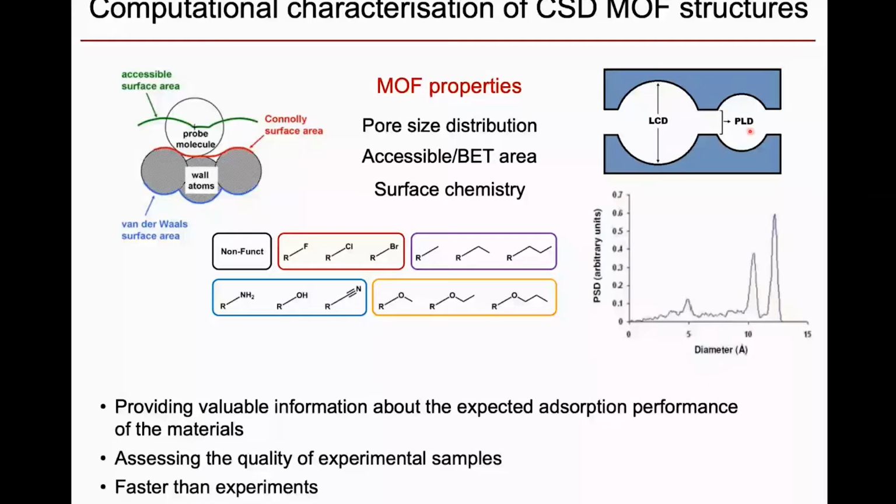And you can also get some information about the surface chemistry of these structures, which structures are non-functionalized, which structures are actually functionalized, and can we actually group them together? And obviously, I have to say that the characterization of all these different geometric properties, first of all, is extremely useful because it's much faster than experiment, and secondly, it provides valuable information about the expected adsorption performance of these materials.